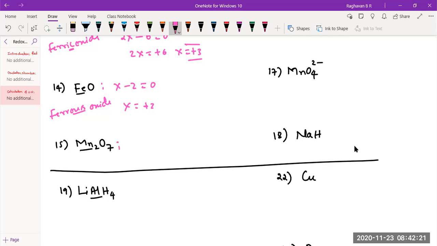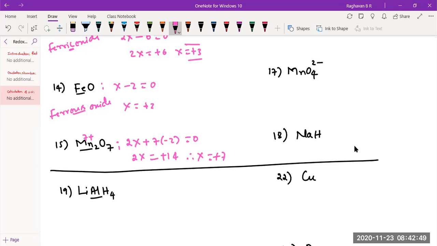Plus 7. This will be 2x plus 7 into minus 2 is equal to 0. So 2x, shall I write directly, is plus 14. Therefore, x is equal to plus 7. What is the name? Manganese oxide only you can say, because 2 and 7 is there.